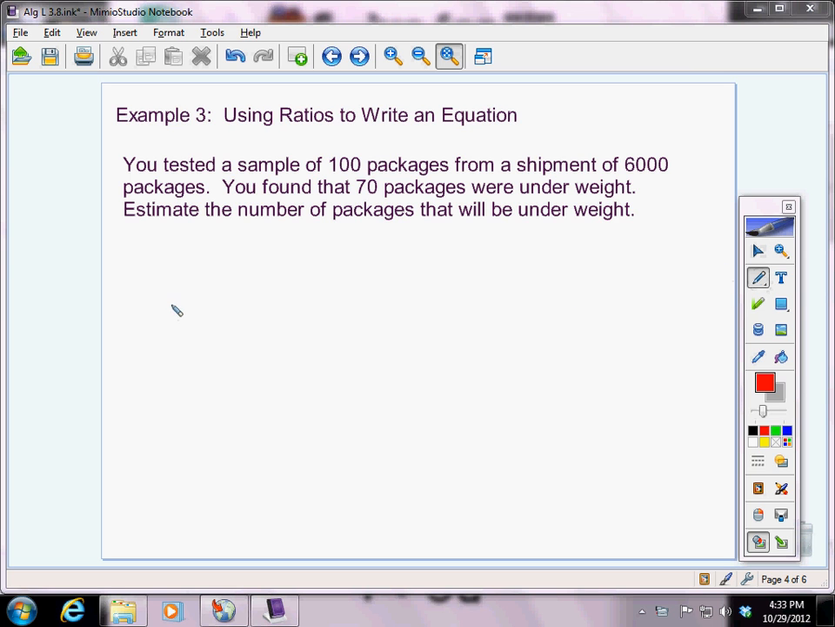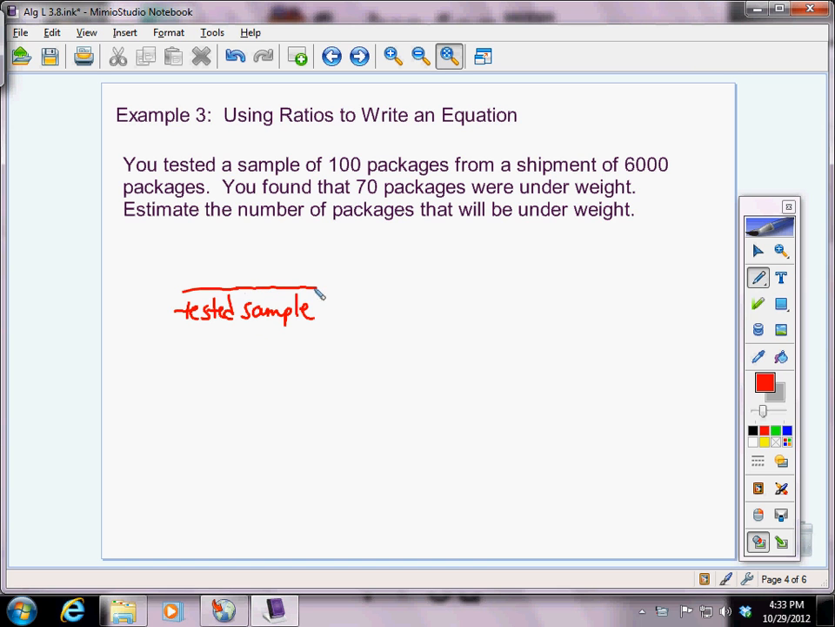So if we were going to write a ratio for this, we would do tested sample, and I know that's going to be 100, but let's start with the verbal model. And we could find that 70 packages were underweight. So let's put number underweight, and we're talking about in the sample. Again, the number underweight was 70, and the total number tested in our sample was 100. That's a ratio. We're comparing the packages underweight to the total packages.